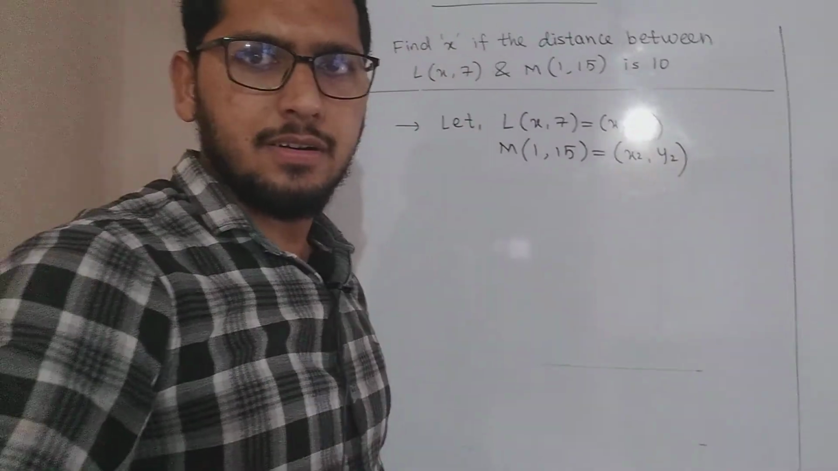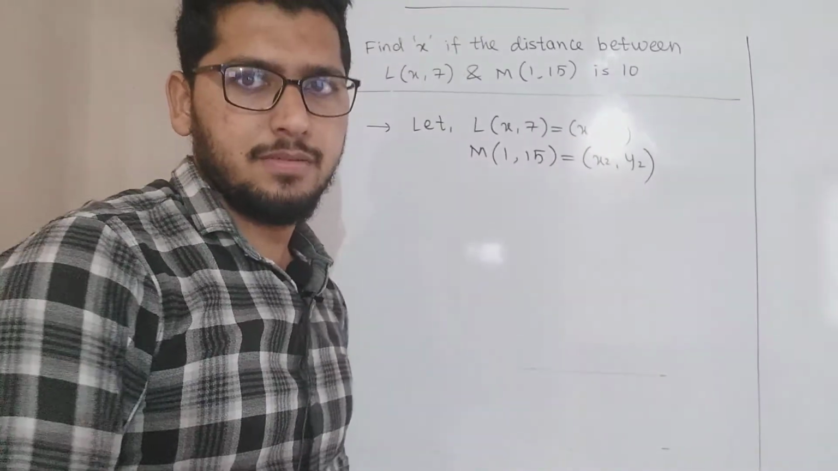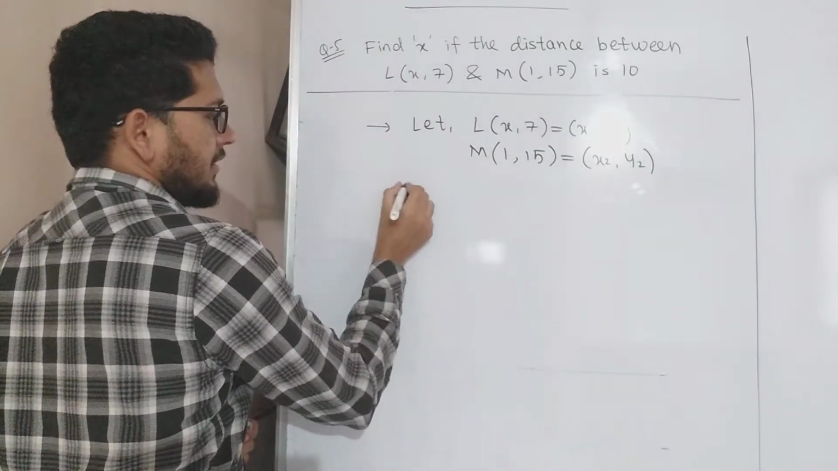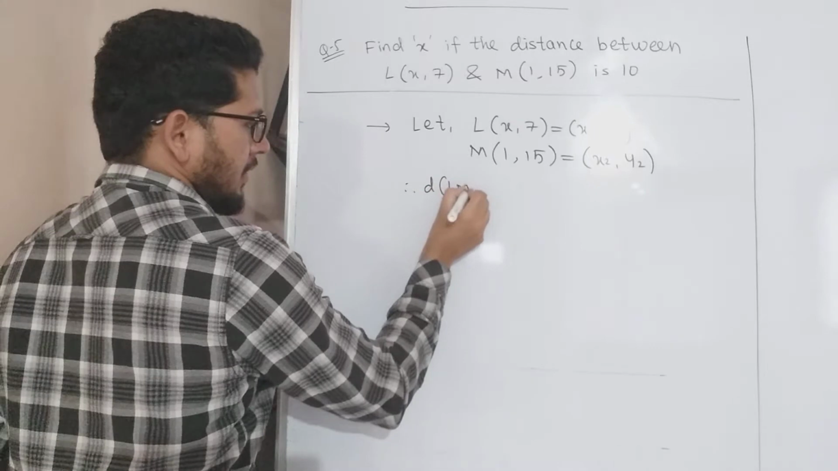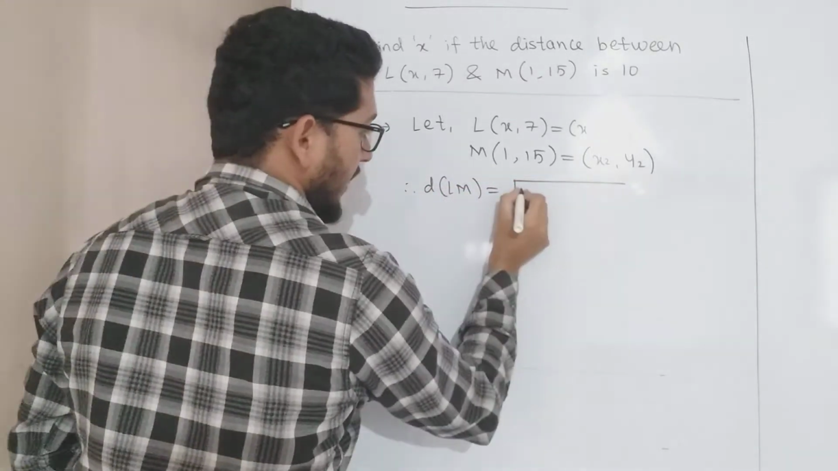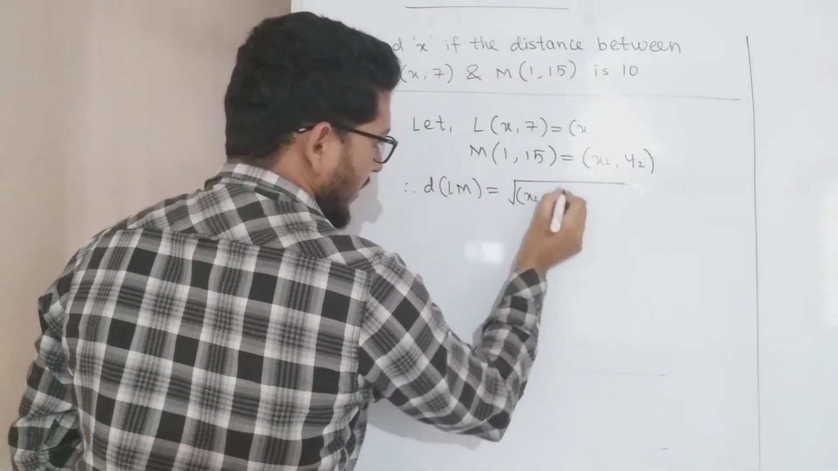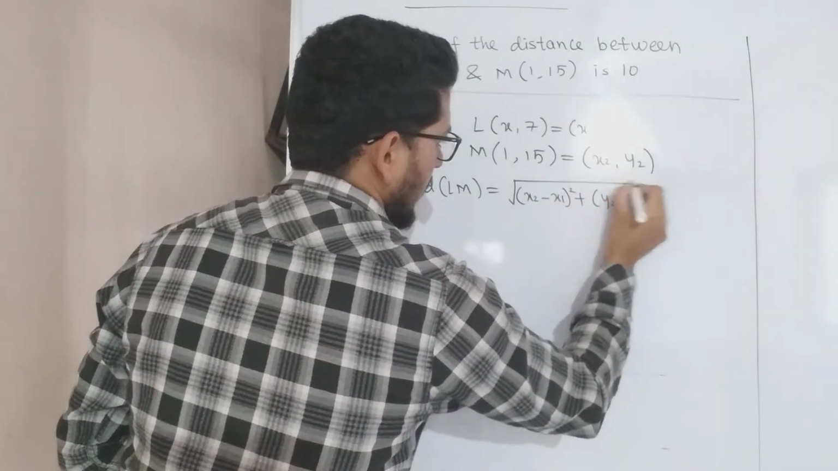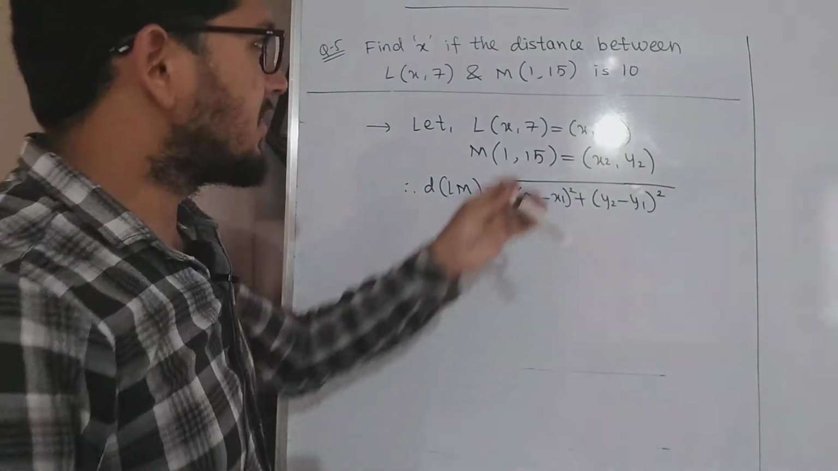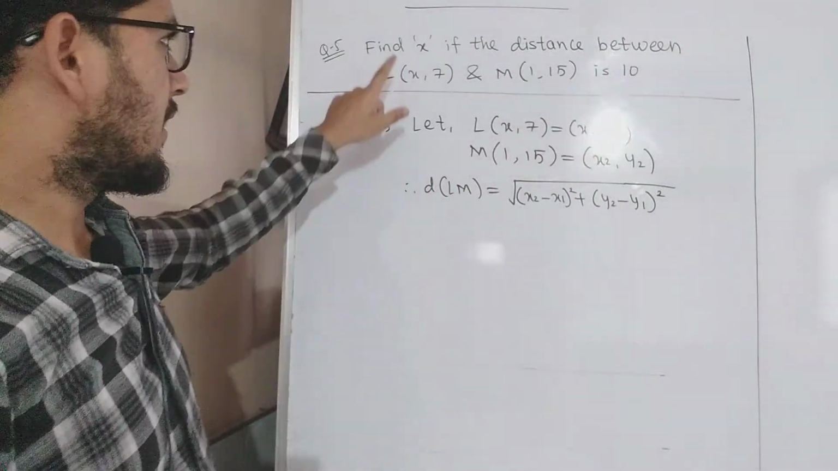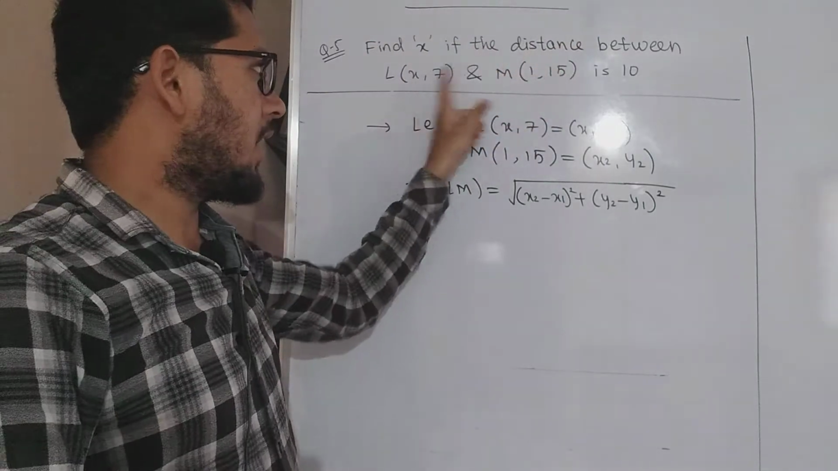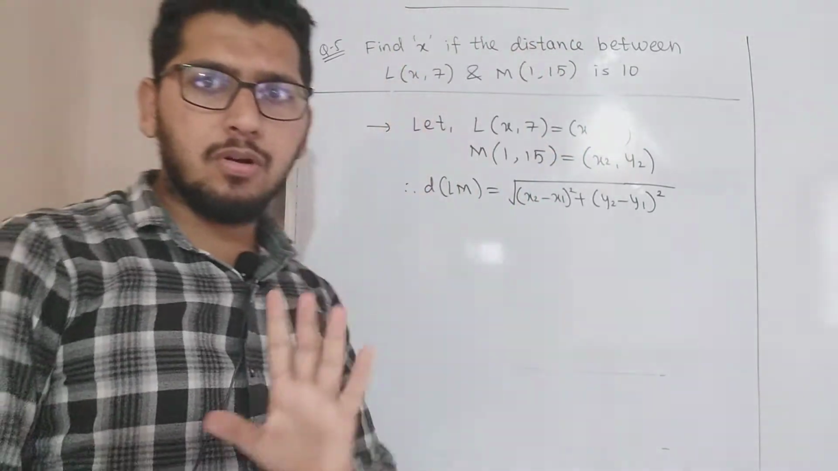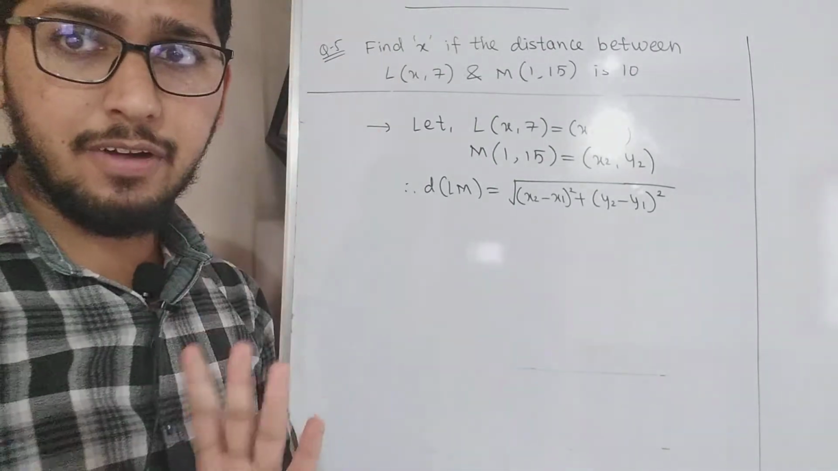After that what will we write? After that we will write the distance formula. Okay, so here we'll write: therefore the distance of LM is equal to under root of (x2 minus x1) whole square plus (y2 minus y1) whole square. Now I will substitute the values here. What is the distance given in the question? It is written that find the x if the distance between L and M is 10. That means the distance of LM is given as 10, the coordinates of L are given, the coordinates of M are given, and we have to find out the value of x.